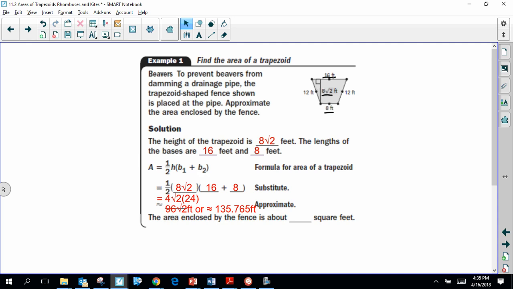And I should have had a little squared here. Should have something that says squared here and squared here, but I guess I forgot that off there. So 96 radical 2 square feet is the exact answer. 135.765 rounded to 3 decimal places, so approximately about 136 square feet.